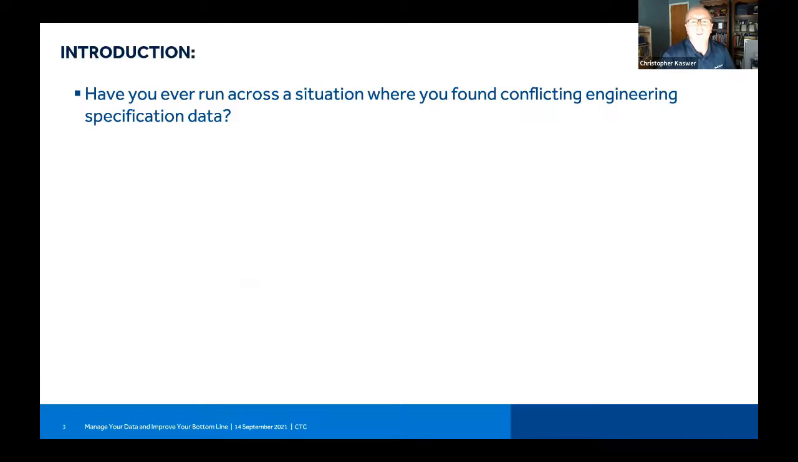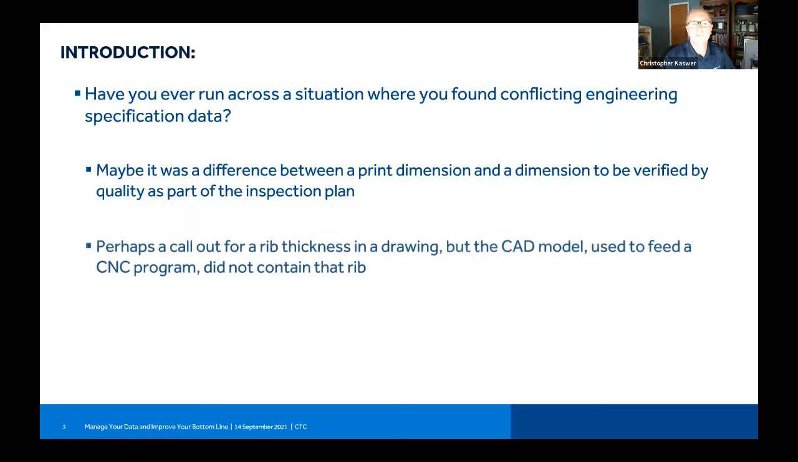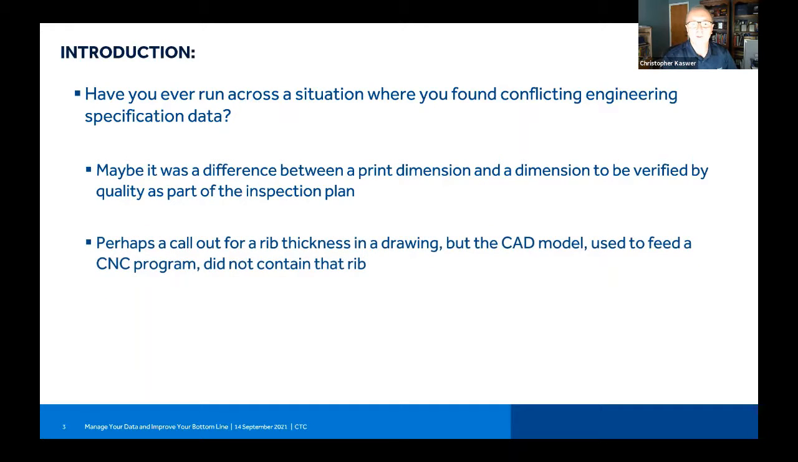So the first question we've got is, have you ever had a situation where you've got conflicting engineering specification data? Maybe there was a difference between a dimension on a print, and that dimension had to be verified by the quality organization as part of their inspection plan. As a specific example, there was a rib thickness on a drawing, but somehow the CAD model that is, for many of us, used to feed a CNC program did not contain that rib. So there's this mismatch between the data that we've got from two different sources that are supposed to be the same.